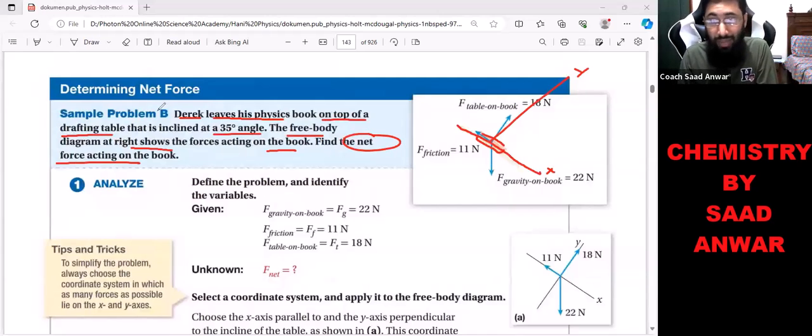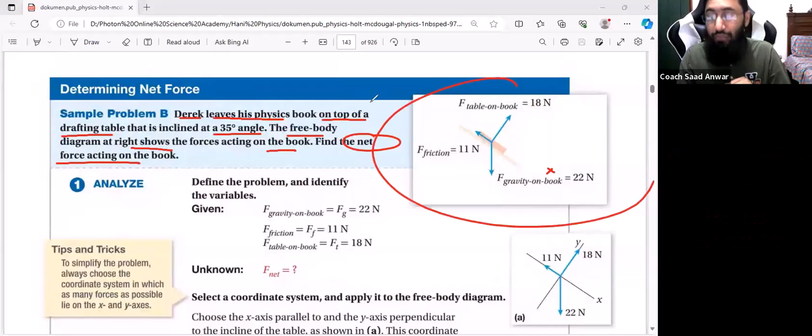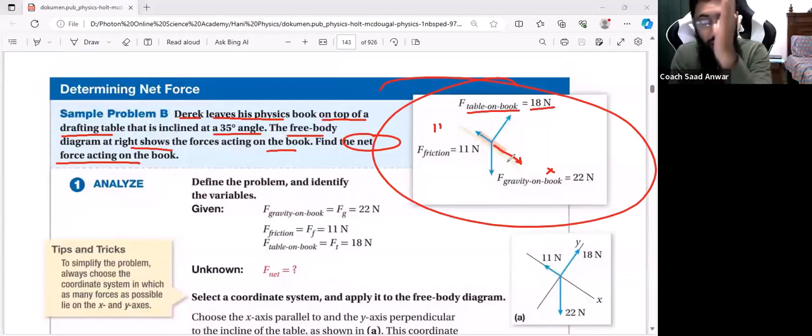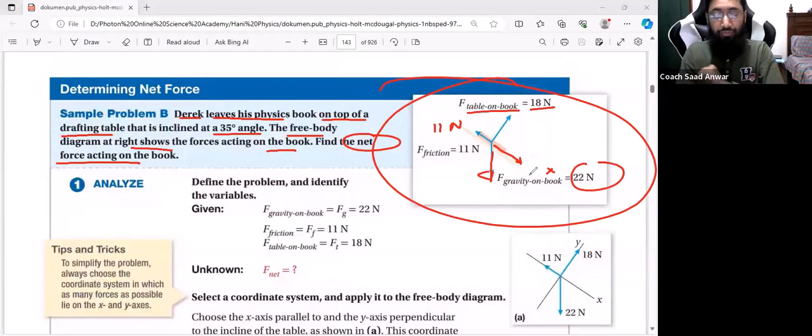So let's see how I can make this question easy for you. What you need to focus on first is this photograph. The book makes a 35-degree angle with the x-axis, and this is the y-axis. There is an upward reaction of the table: the force acting by the table on the book is this one, 18 Newton. The friction force, because when the book goes like this, there is a friction force in the opposite direction, is 11 Newton, and there is the weight, which is a downward force, 22 Newton. So we have to find the net force.